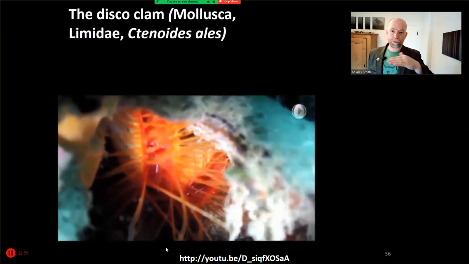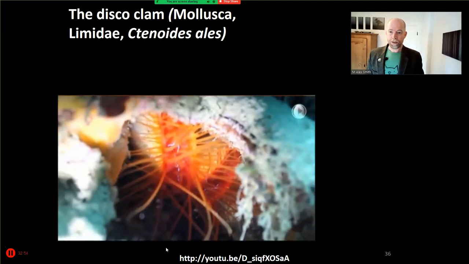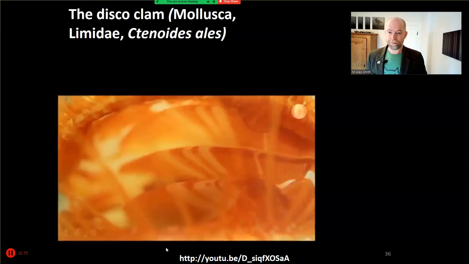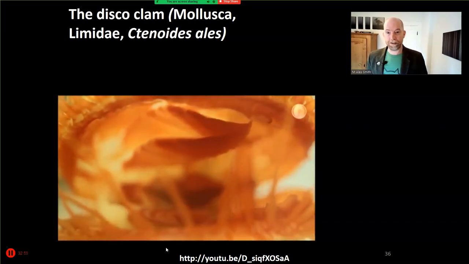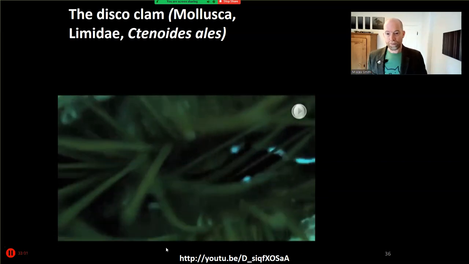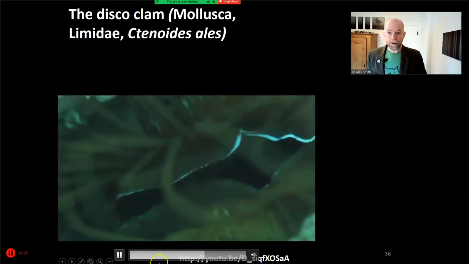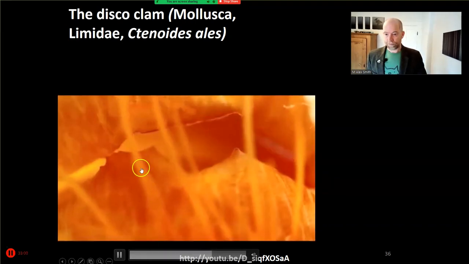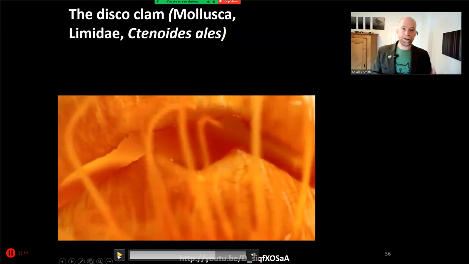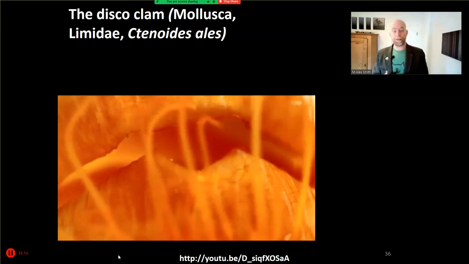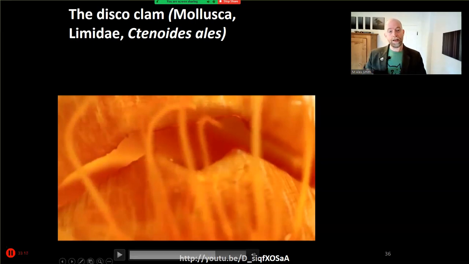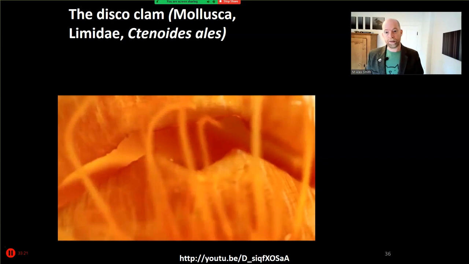And you can see that fold of the mantle. You can see why perhaps they called it the disco clam. So this is an organism, a particular bivalve, that doesn't have well-developed eyes. But one of the folds of the mantle is apparently producing this rhythmic flashing.